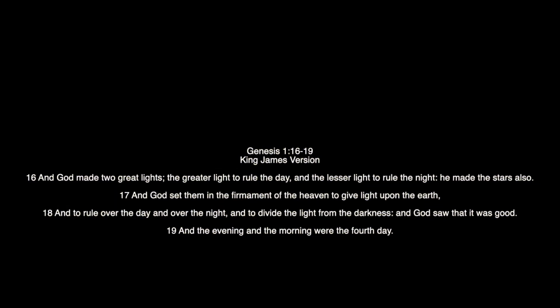Okay. So here we have the description of the fourth day of creation, right? And you have lights being given into the firmament, right? And also two great lights, the sun and the moon. It's Genesis 1:16. And God made two great lights, the greater light to rule the day and the lesser light to rule the night. He made also the stars.